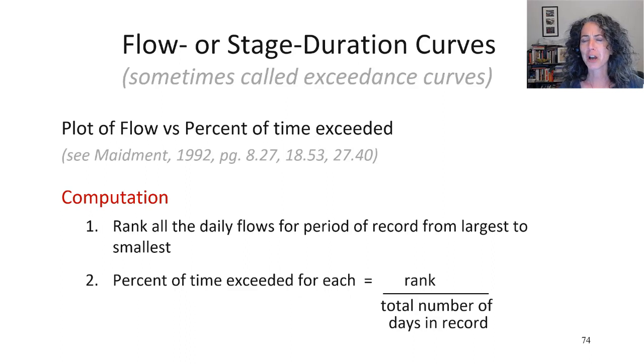Right. So here's the computation. It's really extremely simple. And in fact, like many of the things we've talked about so far, it's just a relative frequency, right? So we're going to take all of the daily flow values for the period of record and rank them from largest to smallest. And then for each, compute the percent of time exceeded by rank over total number of days in the record, right? So if rank is the number of times that you equal or exceed a value, then this is just the relative frequency of equaling or exceeding any value, right?